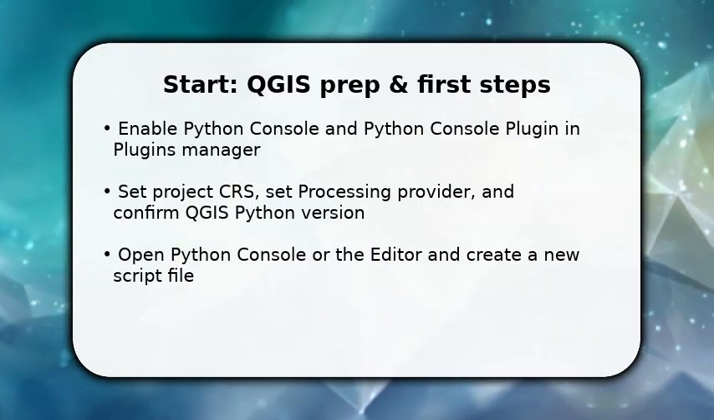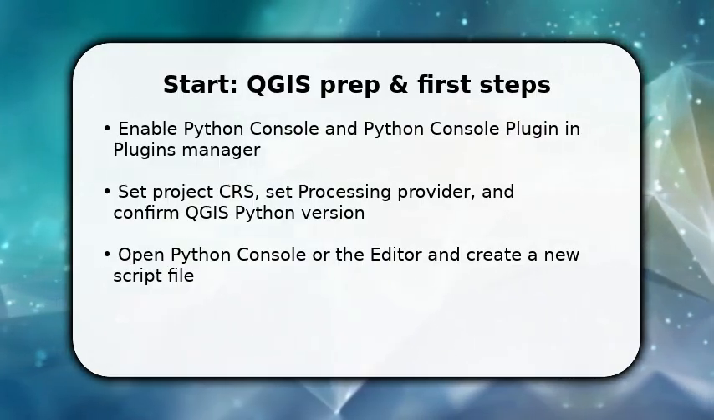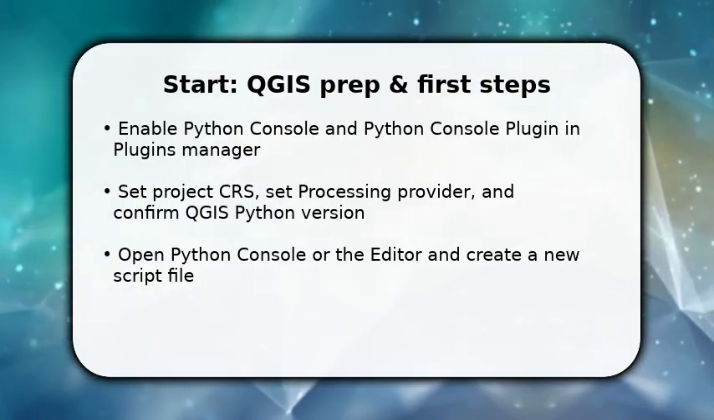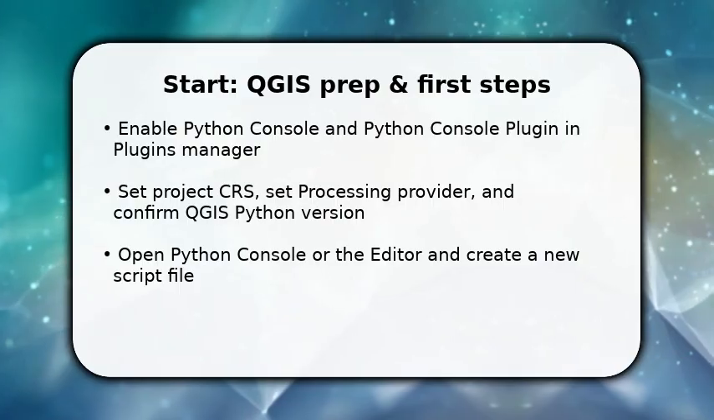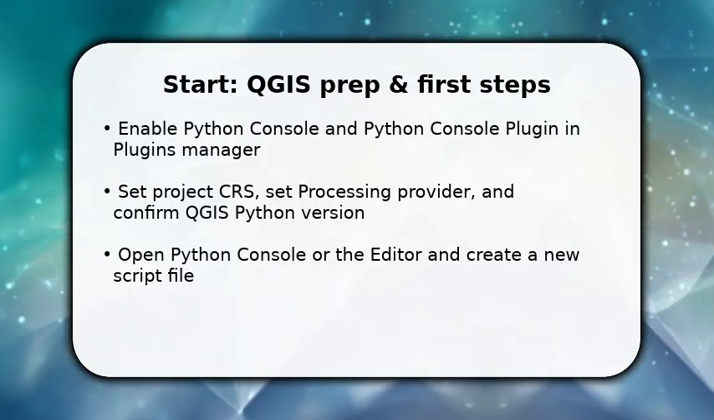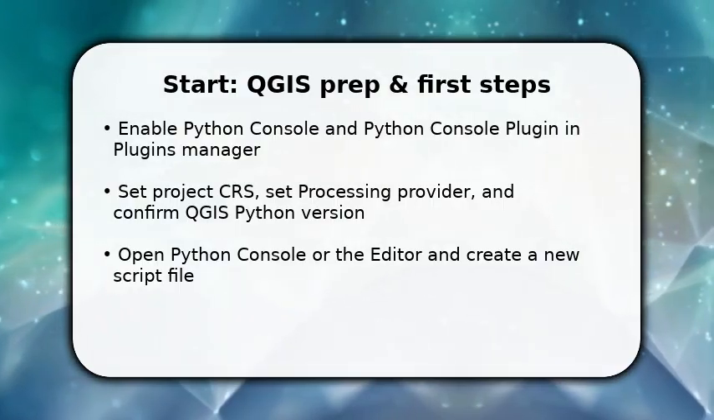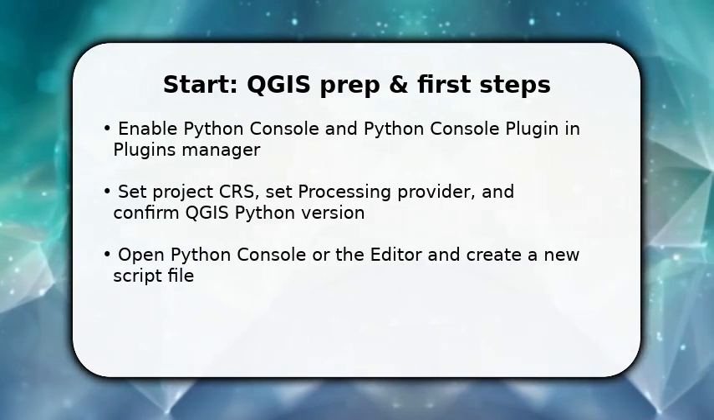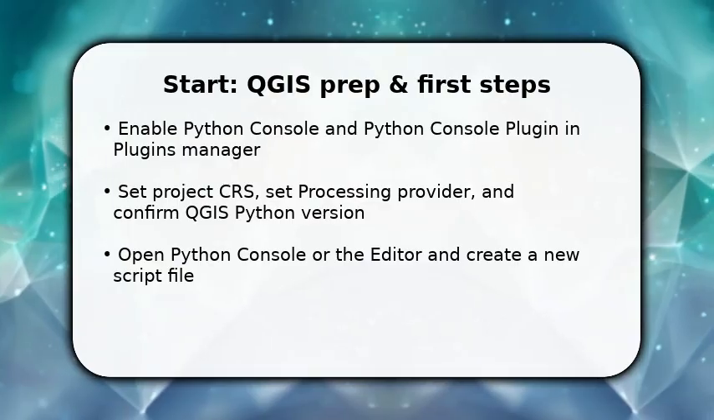Then open the Python console or the integrated script editor and create a new .py file. You'll import qgis.core and qgis.utils, initialize the QGIS application context if required, and reference the active project and map layers as the very first actionable steps.